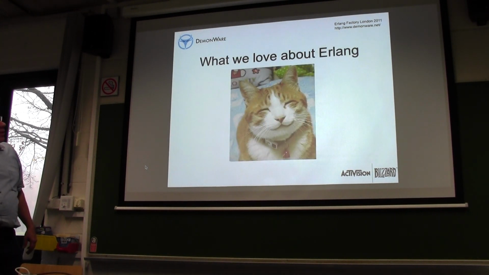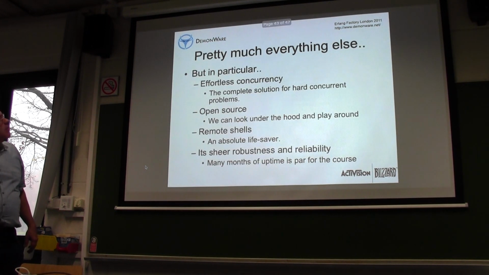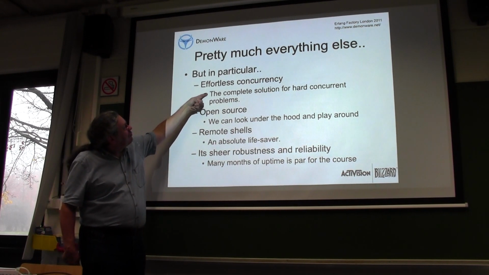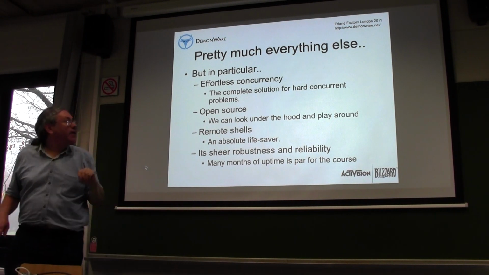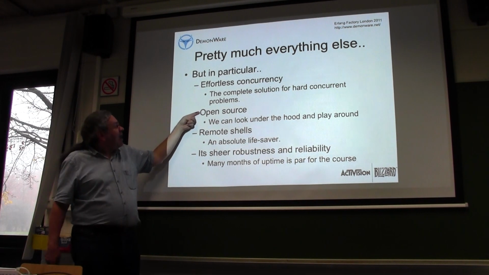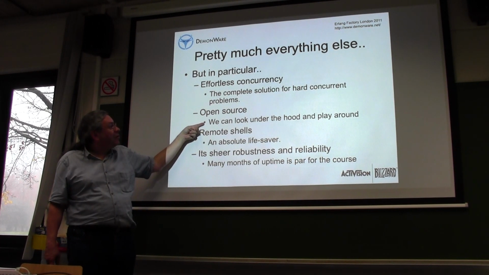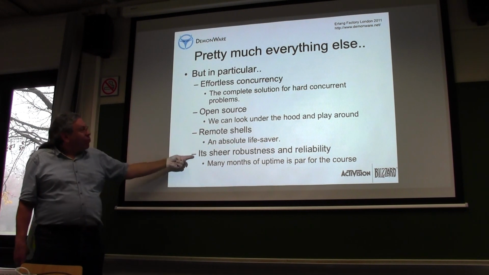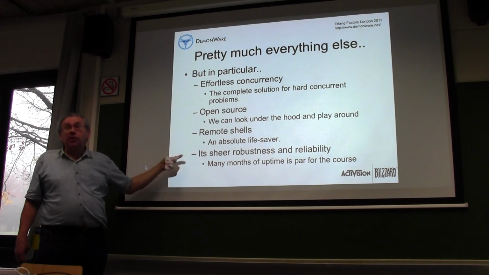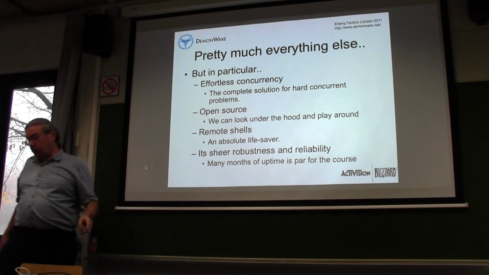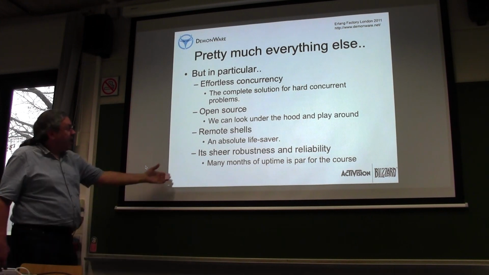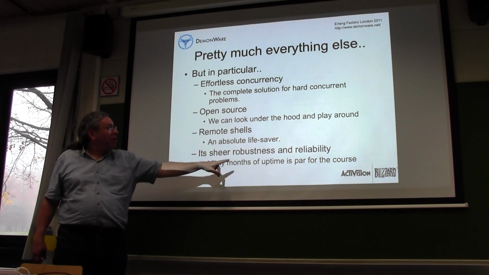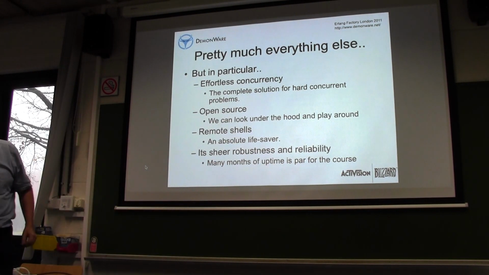Okay, what do they love about Erlang? It's a nice cute cat. Pretty much everything else. Effortless concurrency. It is the complete solution for hard concurrent problems. This is the industry guy, says it. It's also open source. Everything is visible. We can look under the hood, play around. You can do remote shells easily, a lifesaver, robust and reliable. It's incredibly robust. In fact, no other system is so robust. They have these game servers running for months without crashing. That's very normal. Par for the course means it's normal. So they like that a lot.